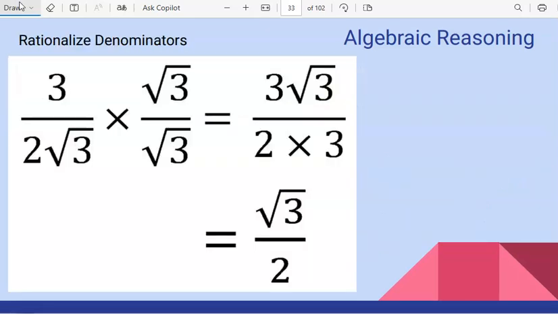Rationalize denominators. 3 over 2 square root 3 would not be considered in the proper form. So to rationalize it, you're going to multiply by the square root of 3 over the square root of 3, that unity fraction. This is to make it so that we have the square root of 9, which is equal to 3, which is no longer an irrational number.